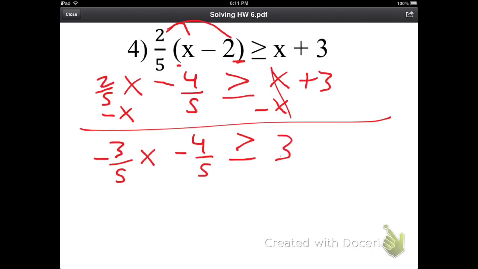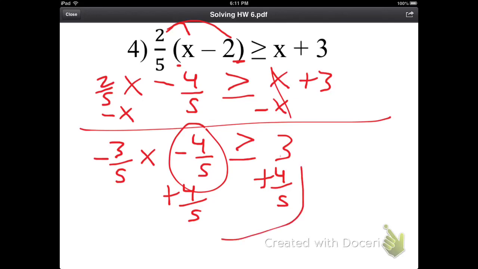Okay, the x's disappear. Now I need to get rid of this subtract 4/5 here. So I'm going to add 4/5 to both sides. And now I'm going to go over to the right side, and I have negative 3/5 x is greater than or equal to 3 plus 4/5. Well, you can just write that as 3 and 4/5.